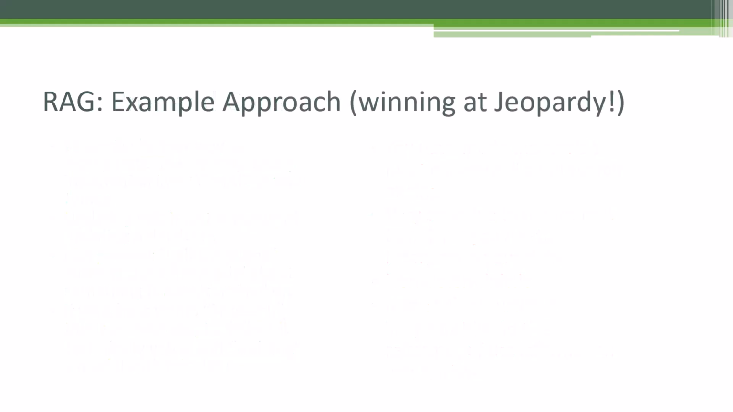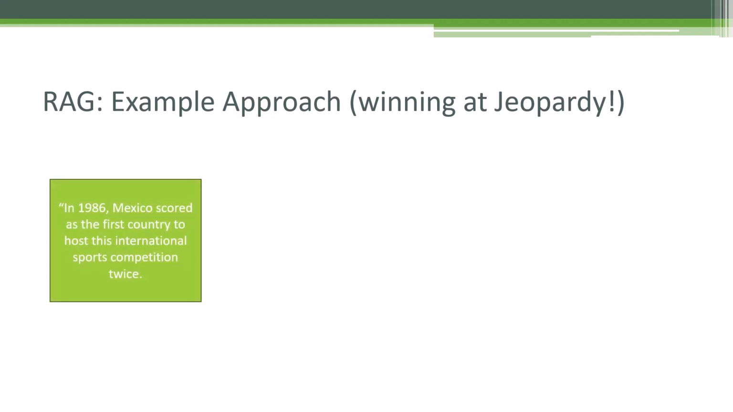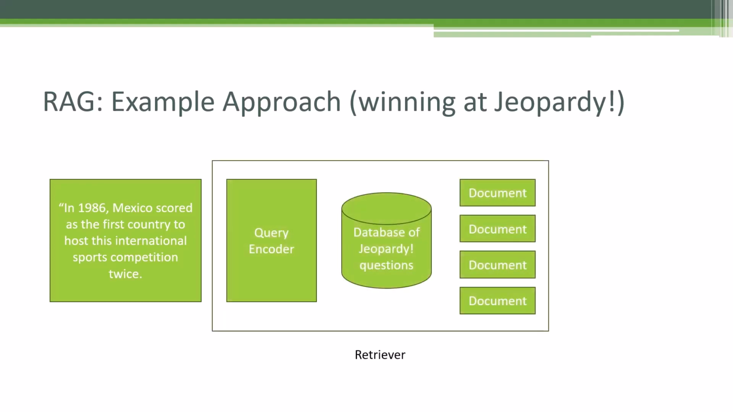So let's take a look at a specific example here. Let's say I want to build a chatbot that's really good at answering questions from the TV game show Jeopardy. If you remember Jeopardy, the idea is that you give it an answer and you have to give the question, right? So in this case, the answer is, in 1986, Mexico scored as the first country to host this international sports competition twice. So how could I use RAG to answer that if that's not something that the underlying GPT or whatever it is knows about?